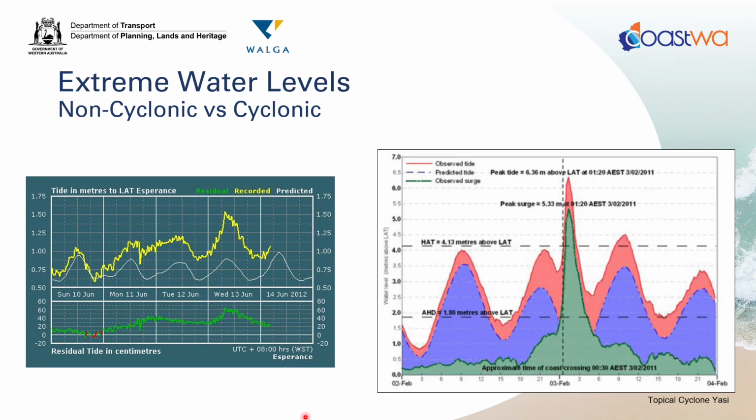And just to follow that out, this is a similar plot for Tropical Cyclone Yasi, which affected the Queensland coast. You can see here that the blue is the predicted tide, the red is the total water level, and the green is the surge as a result of the event. Just with the surge, it got to almost 5.5 metres of total surge associated with that event. So again, very significant potential for impacts associated with the passage of tropical cyclones.